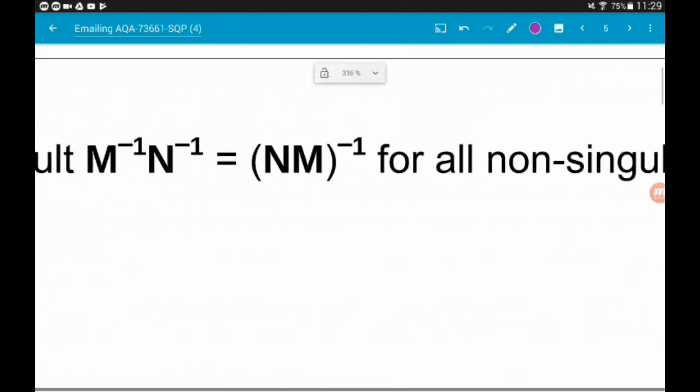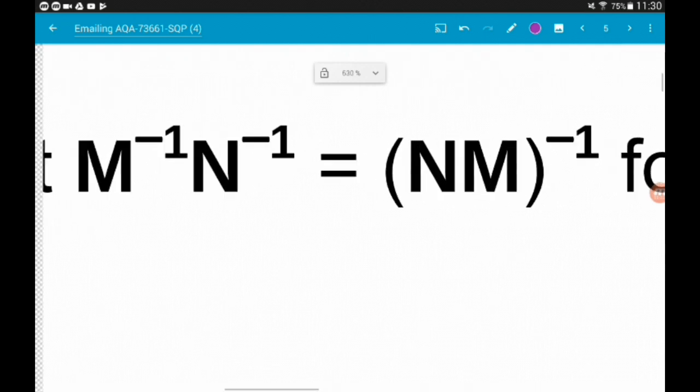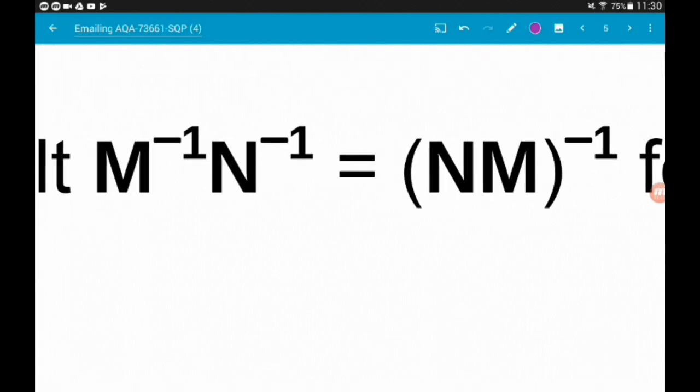We want to prove the result that M inverse N inverse is always equal to NM inverse for all square matrices M and N that are non-singular. So my first moan here, why do we always have to use two letters that look the same and sound the same? So again, this is the result that we are trying to prove. M inverse N inverse is equal to NM inverse.